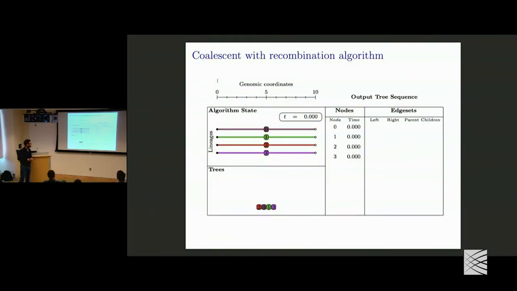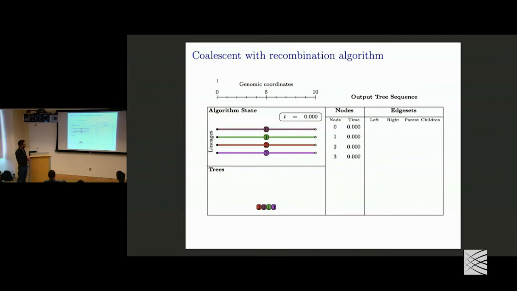Okay, so the coalescence simulation takes as input a set of chromosomes. So a set of sample chromosomes, which we show here, and they're all of length 10 in this case.